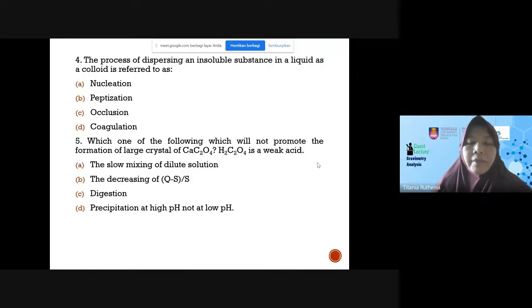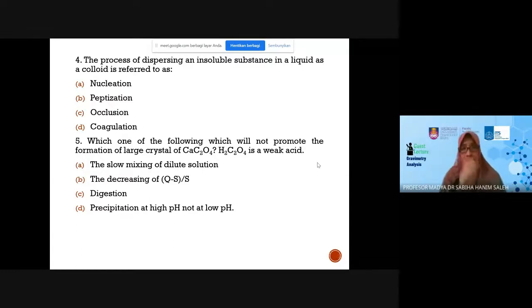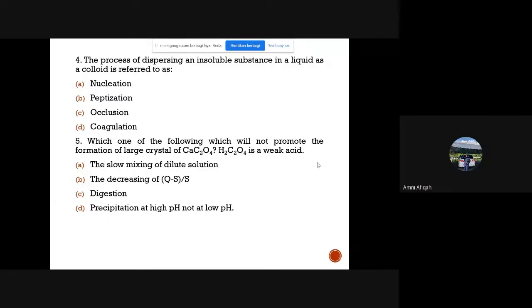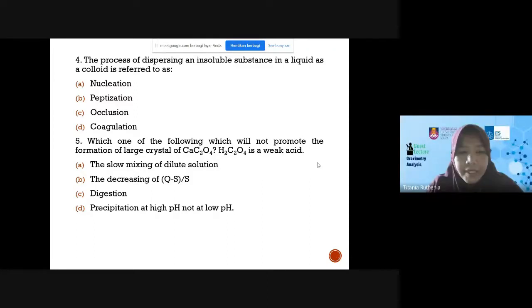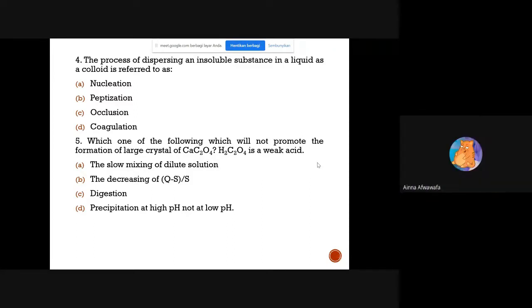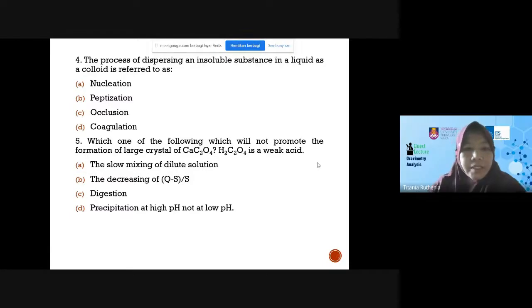Number 6, which one of the following will not promote the formation of large crystals of calcium oxalate? Please remember that oxalic acid is a weak acid. So which one? A, B, C, D. Will not promote the formation of large crystals. So it means that D. Yeah, should be D. The relative supersaturation is high.